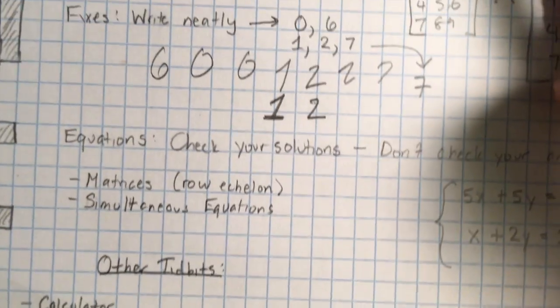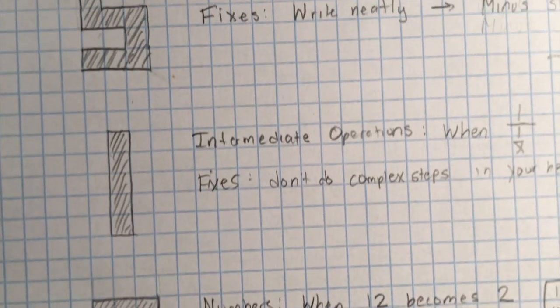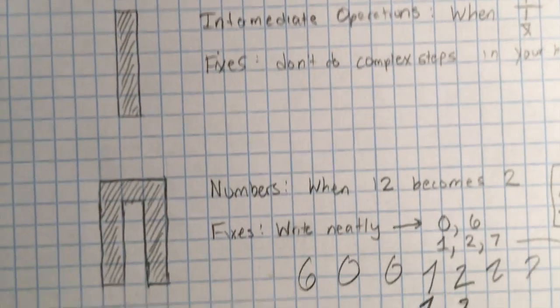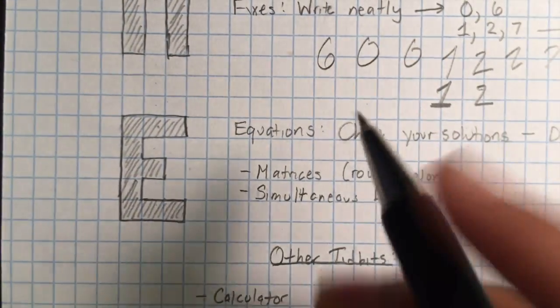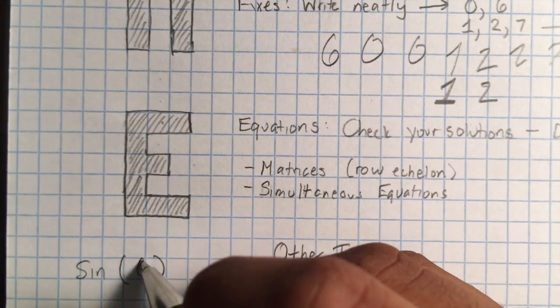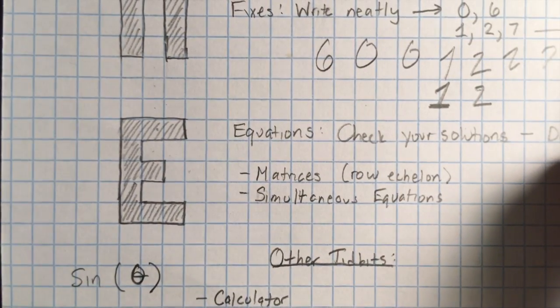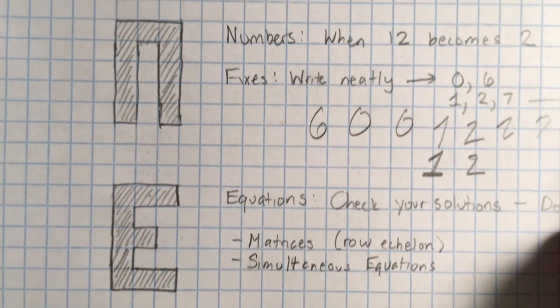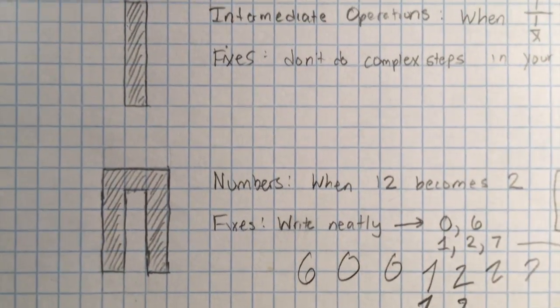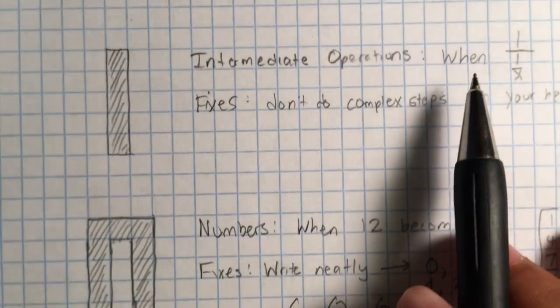What else? Okay, so we've gone over the 4 most common mistakes. If you've paid attention, you notice that these make the word sign. Yes, this guy. It's not sin, it's sign. And it's easy to remember because you remember the trig function and also the acronym SIGN: signs, intermediate operations, numbers, and equations. So this is the acronym you should remember if you want to make sure you're not making these mistakes.